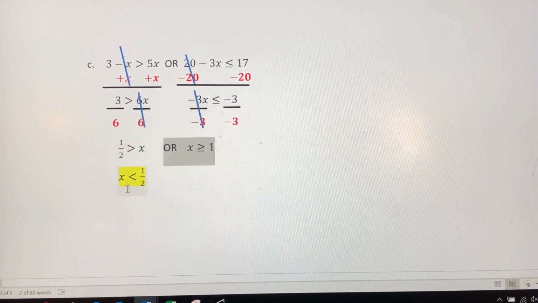Now in this case, x is less than 1/2, and over here we've got x is greater than or equal to 1. So we're not going to have one of those between setups. x is not between two values now. We've got x going to the left of 1/2, not including 1/2, and we've got x going to the right of 1, including 1. So my answer is going to look like this. It's a compound inequality. That's the video for that.